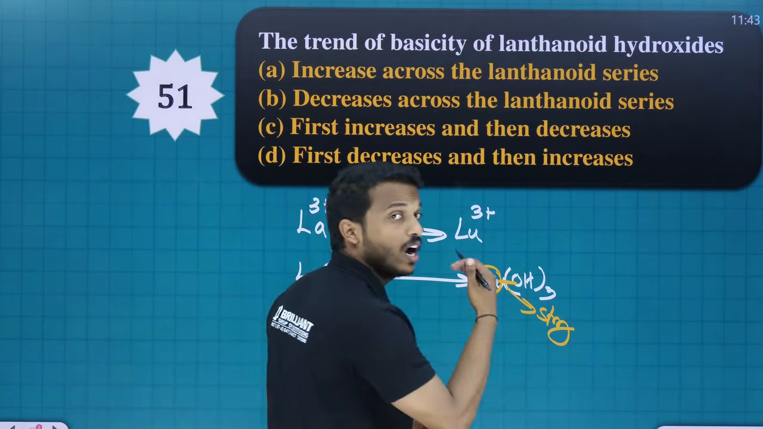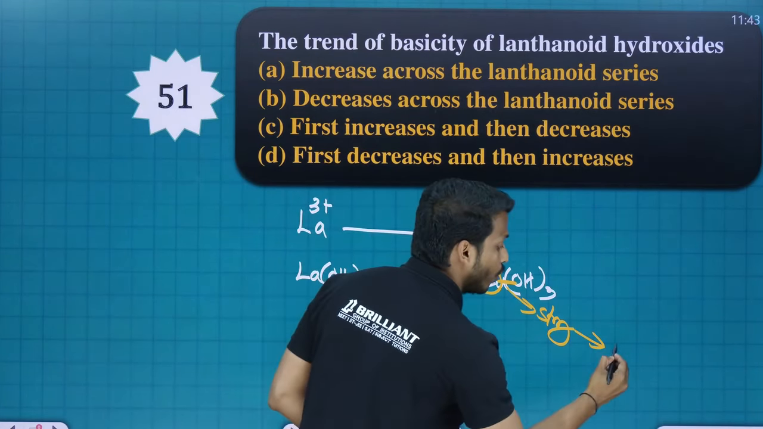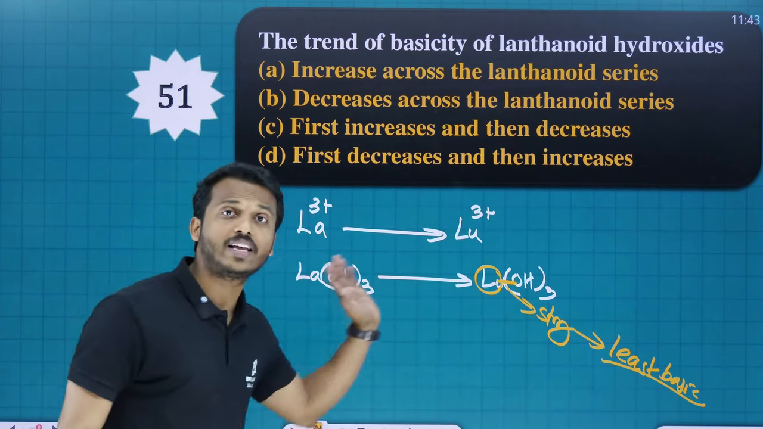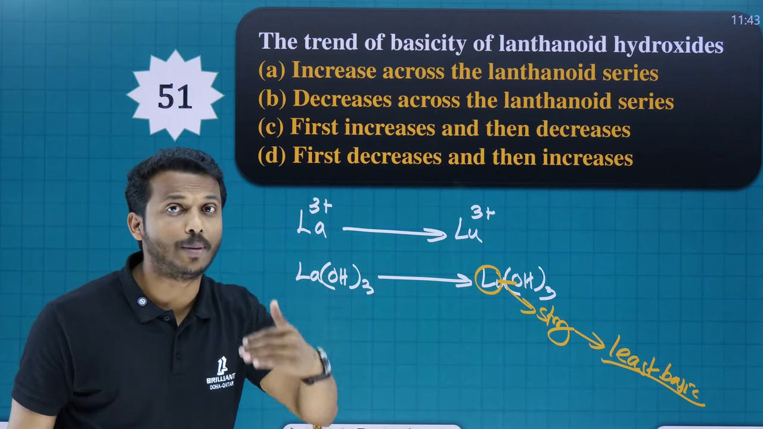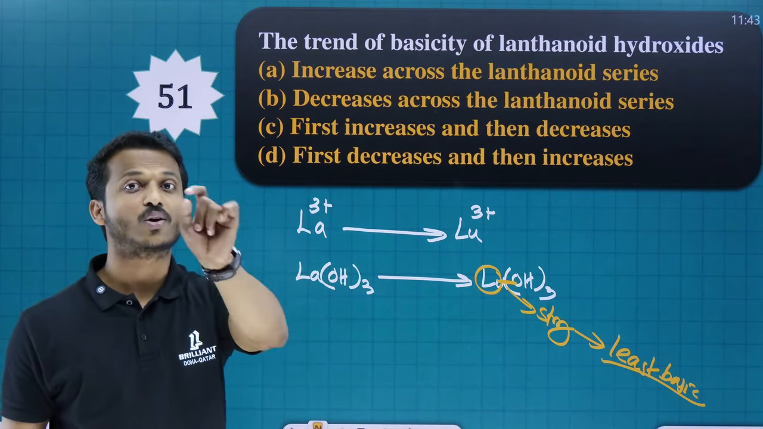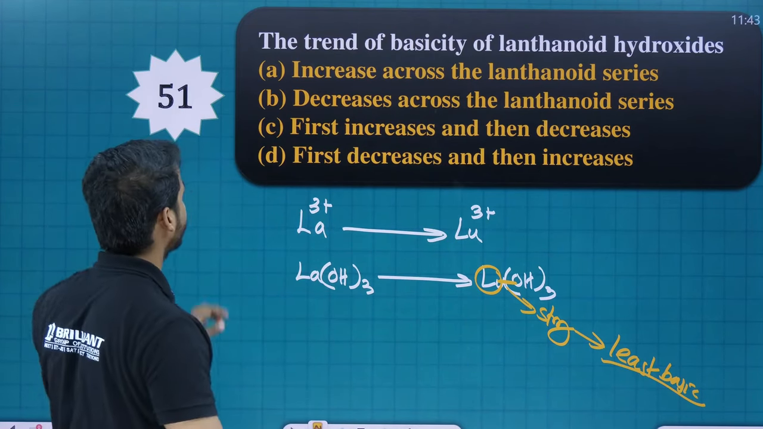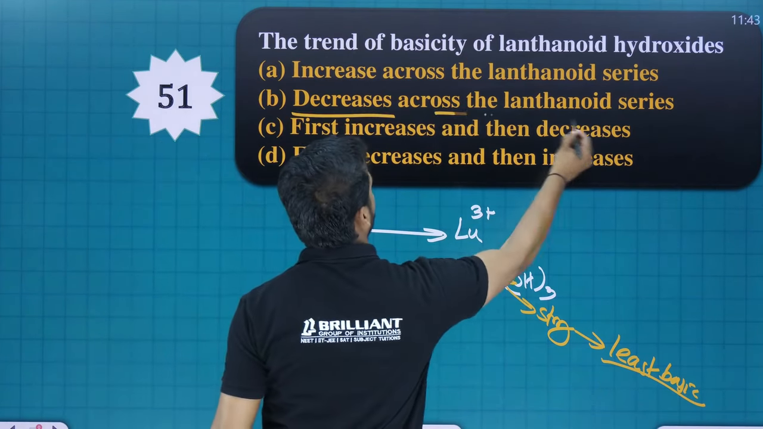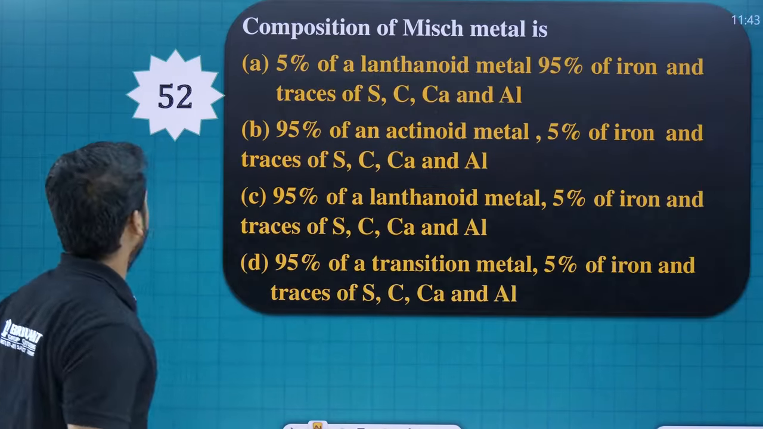Stronger the bond, it can't lose OH faster. Therefore, its bond is least basic. So, from lanthanum to lutetium, the basic character decreases. It's a consequence of lanthanide contraction. So, the basicity of lanthanides decreases across the lanthanide series.